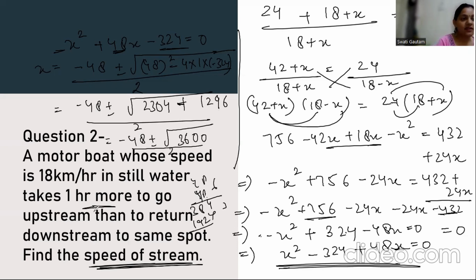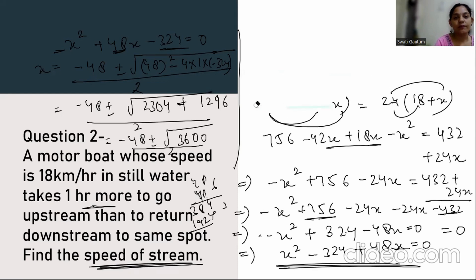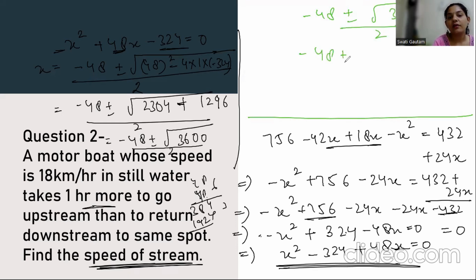Okay. Now after this, I am writing from here only because we have less space. I'm just changing the color, right? So what is minus 48 plus minus 3600 by 2? Under root 3600 is what? 60 only, because under root 36 is 6, and when we have 100 under root, then 0 will come.